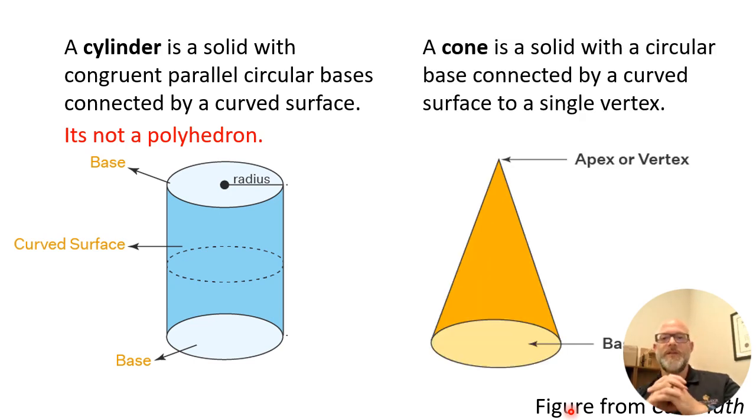A cone is a solid with a circular base connected by a curved surface into a single vertex. Again, it's not a polyhedron. Why? This surface right here is not a polygon, and this surface right here is curved. Okay, you might want to note that a cylinder is like a prism, and a cone is like a pyramid.